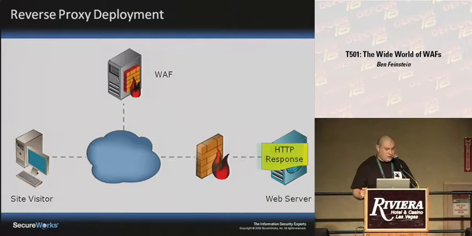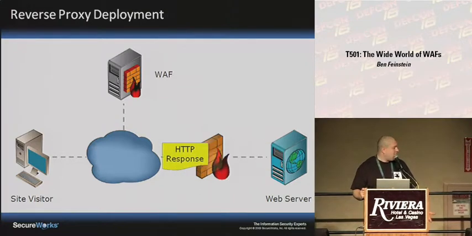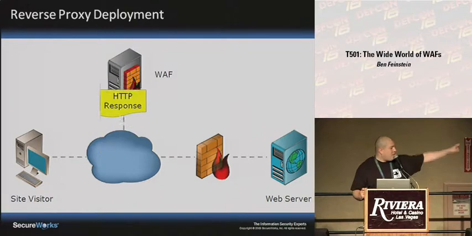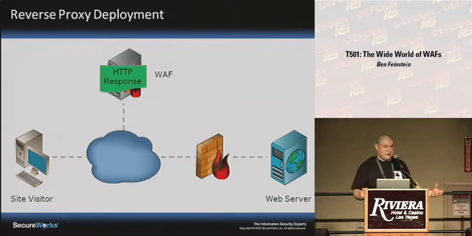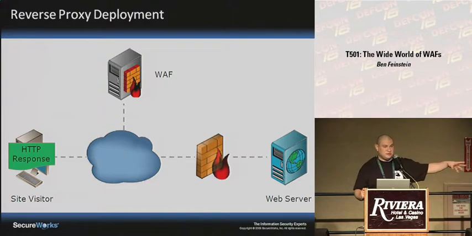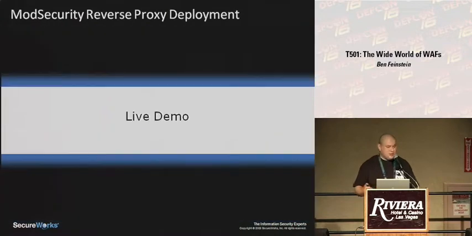It's going to be processed. The response is going to go back through the web app firewall. Going to be processed. And then it'll be rewritten, normalized, and then returned to the visitor. So that's kind of how the request response flow works in a reverse proxy deployment. So let's do a quick live demo of the reverse proxy stuff here.